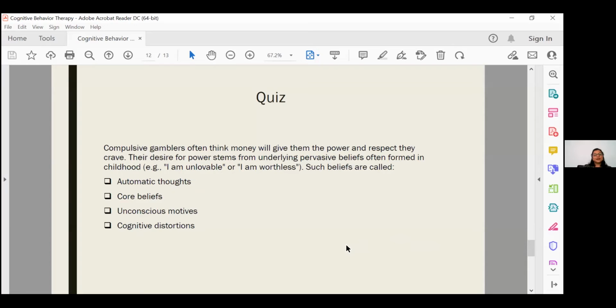So I found this really amazing question. Compulsive gamblers often think money will give them the power and respect they crave. Their desire for power stems from underlying pervasive beliefs often formed in childhood, for example, I am unlovable or I am worthless. So when they play the slots and it gives them a lot of money, they equate their worth with the amount of money that they're getting. What are these beliefs called? Automatic thoughts, core beliefs, unconscious motives, or cognitive distortions?